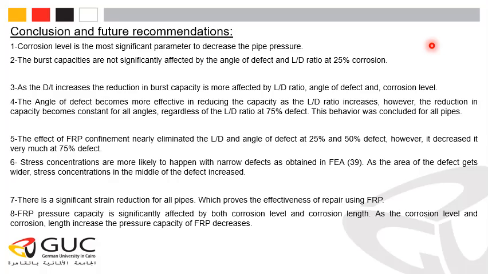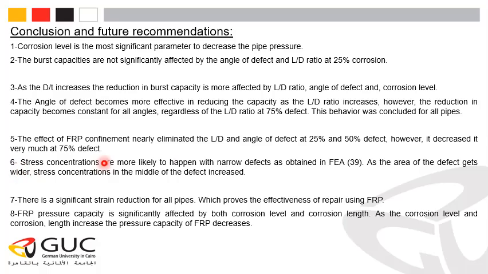So, the conclusion and future recommendations. The corrosion level is the most significant parameter to decrease the pipe pressure. The various capacities are not significantly affected by the angle of defect and the length of corrosion to diameter ratio at shallow corrosions. As the D/t ratio increases, the reduction in various capacities is more affected by the length, angle of defect, and corrosion level. The angle of defect becomes more effective in reducing the capacity as the L/D increases. However, it is constant for all angles at 75%. The effect of FRP confinement nearly eliminated the length and angle of defect at 25 and 50%. However, it decreased at 75%.